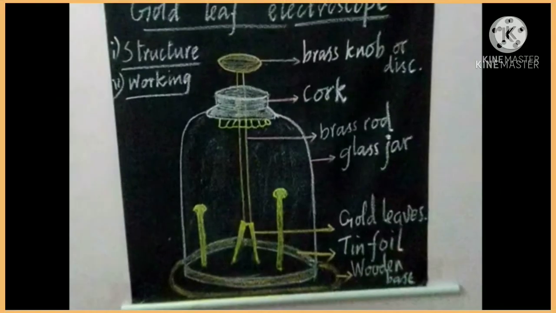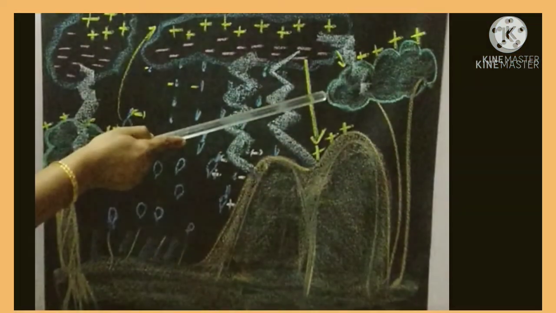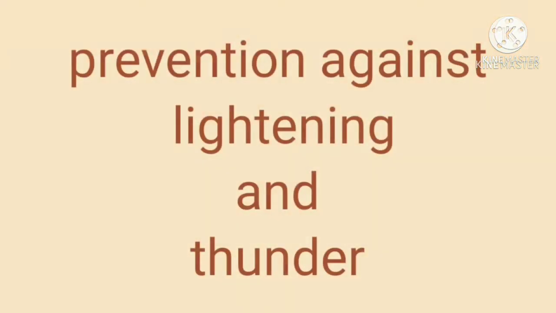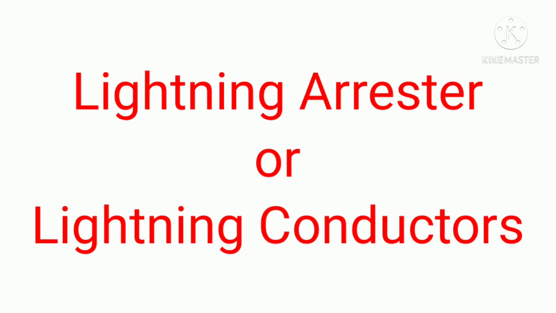We have seen the working of the gold leaf electroscope, formation of lightning and thunder, and some preventive measures against lightning and thunder. In today's session we start with lightning arrestors or lightning conductors.